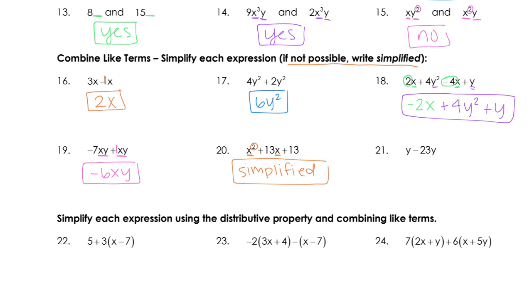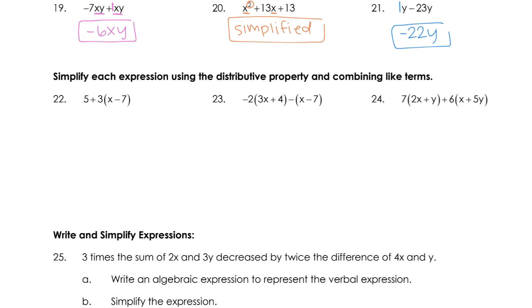And then on 21 here, we have 1y minus 23y. Those would be like terms. They both have a y. So 1 minus 23 would be -22y. Remember, combining like terms, you always, always, always go from left to right. You do exactly what it says.